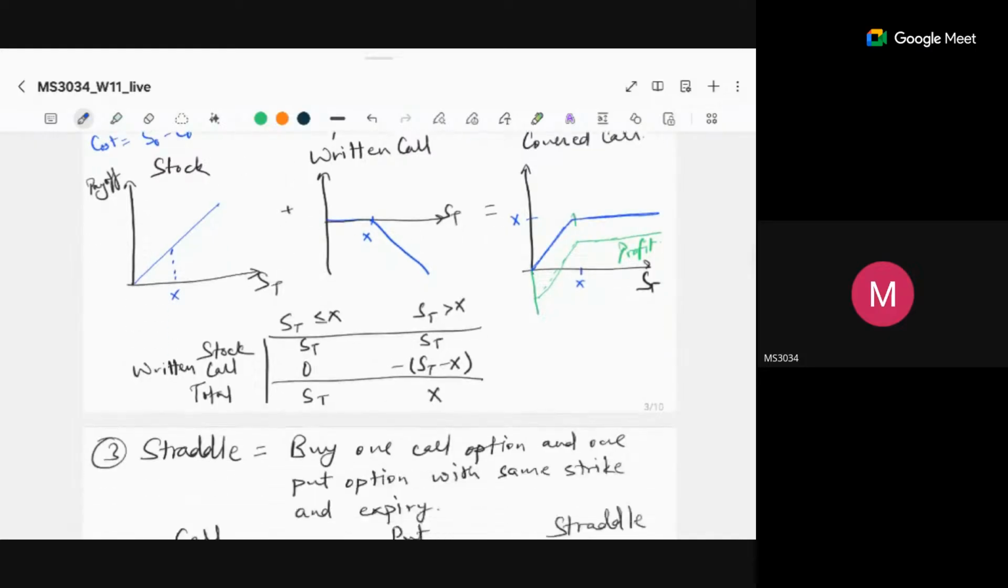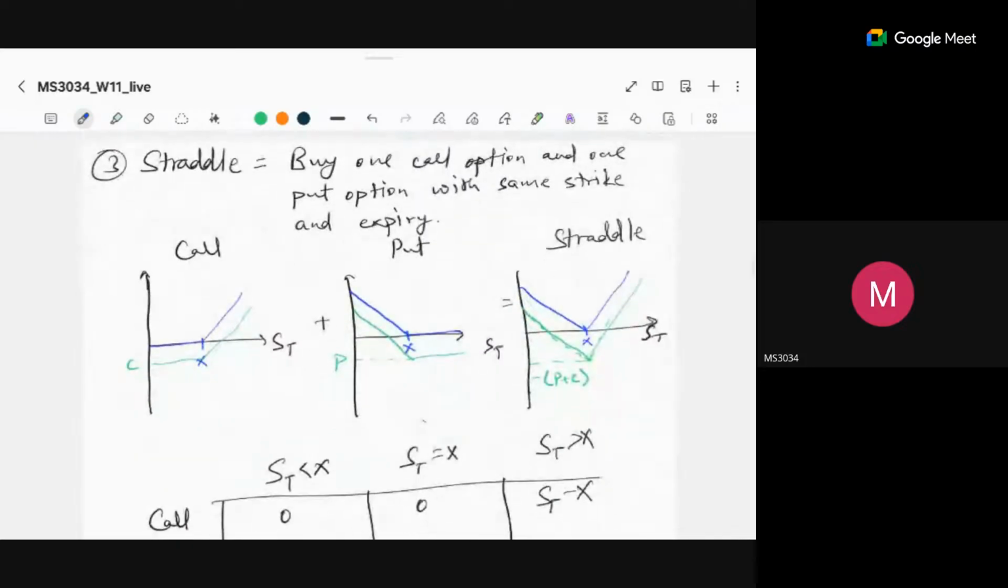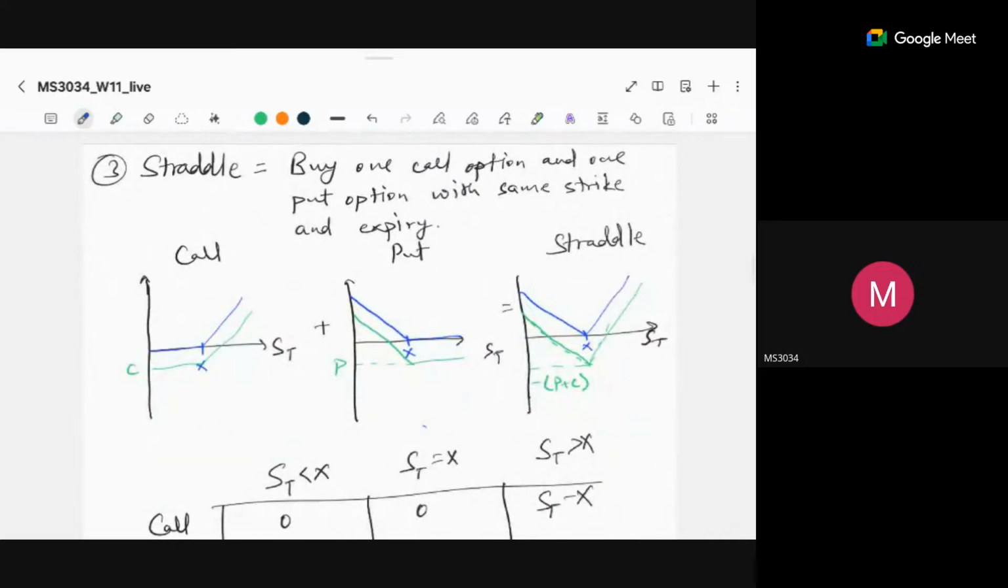And the third strategy which was discussed in the lectures is called the straddle. So in a straddle, what you do is you do not purchase your stock, you just play with options. So you buy one call option and one put option, okay, with same expiry and same strike. So how will this play out in our case?